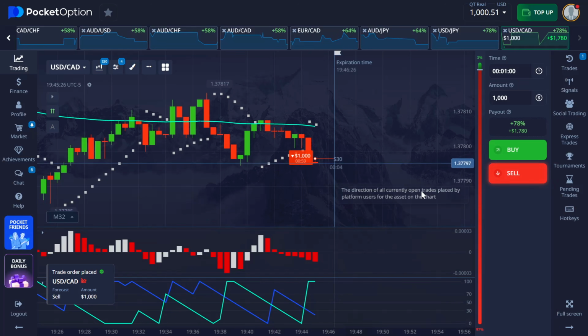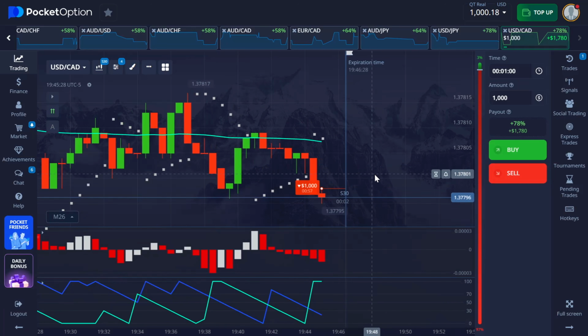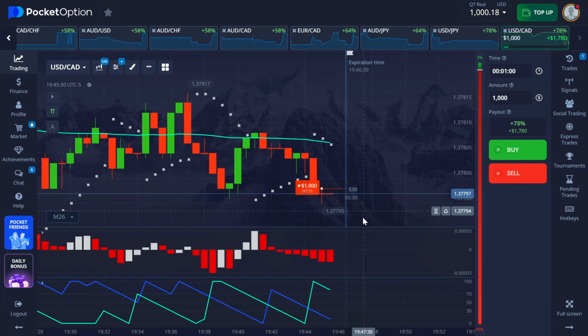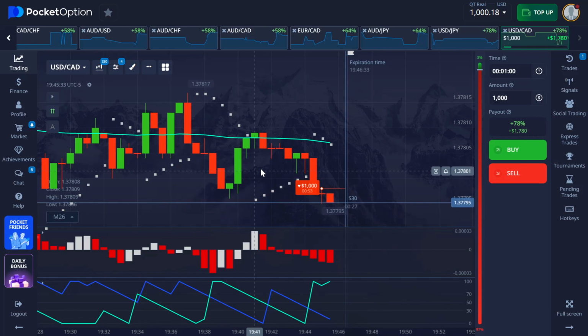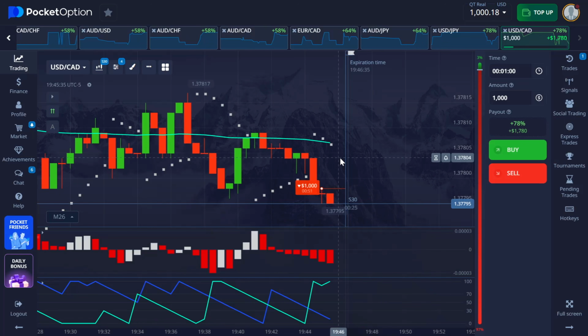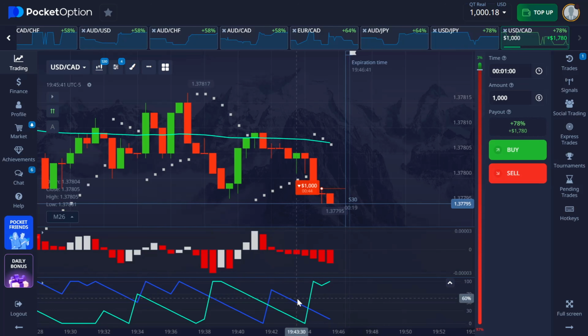Okay, so I'm going to take this one, guys. And the reason why I took this, I saw that the price is below the moving average. We are also below the parabolic SAR, which is my favorite parabolic. And I saw that the Aroon indicator is pointing downwards also.